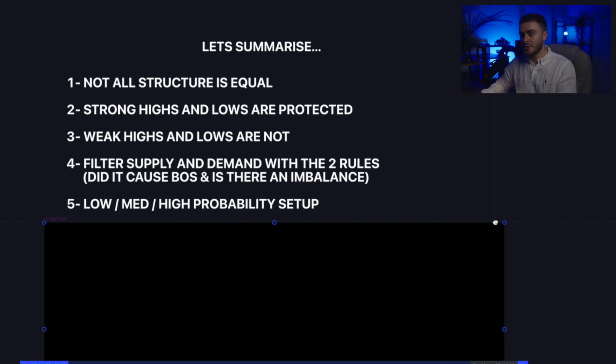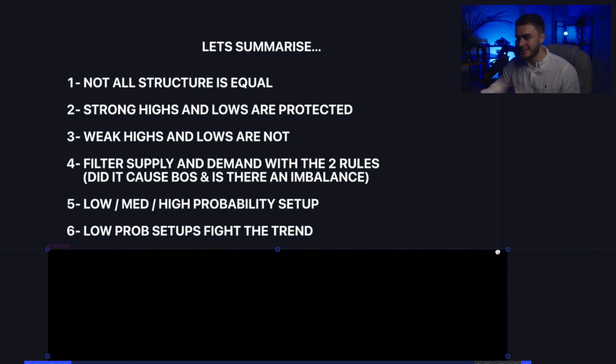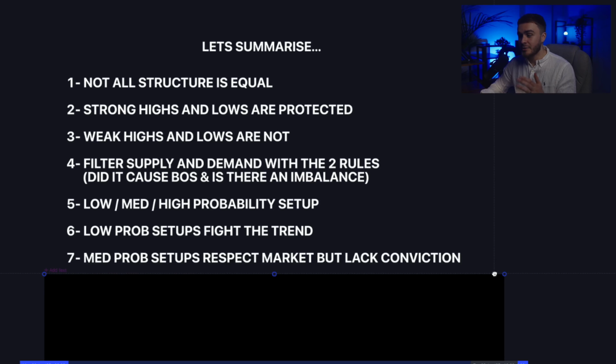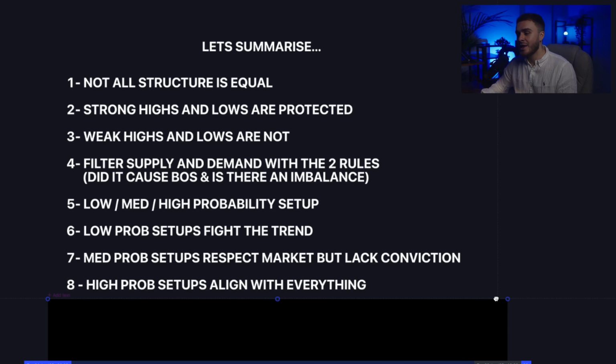Then there's the level between the low, medium, and high probability setups. The low probability setups essentially fight the trend. The medium, they respect market conditions, but they lack that final bit of conviction. And finally, the high probability setups align with pretty much everything. And these are the exact trades that you should be looking for again and again. And essentially, these are the trades that are going to be helping you to pass them funded accounts.